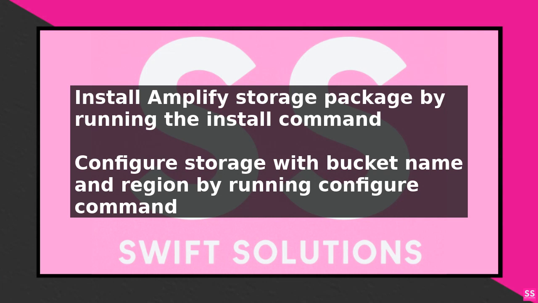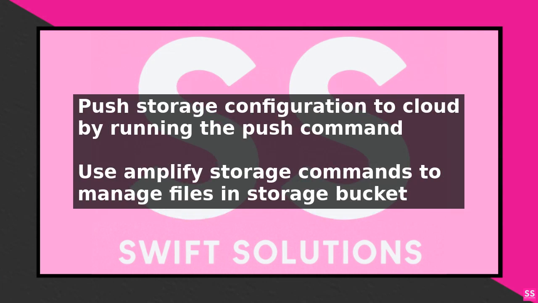Then configure the storage by running the command to configure the storage with the bucket name and the region where your bucket is located. Now, you need to push the storage configuration to the cloud by running the command to push the configuration. Once the configuration is pushed, you can use the Amplify storage commands to put, get, remove and list files from your storage bucket.